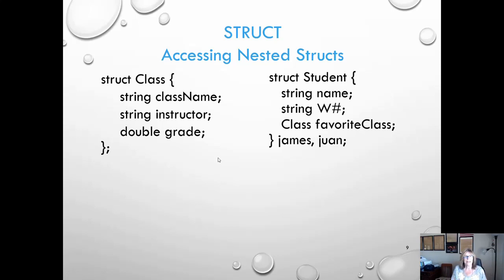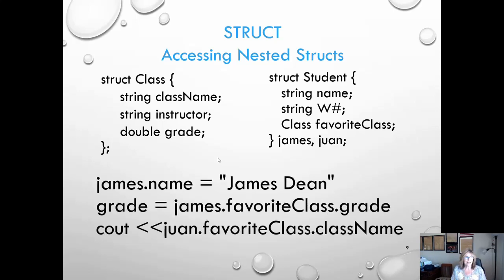How about if we want to set James's name to something? It's James.name. We already know the dot access operator, right? But now if I want to set their grade, the grade is going to equal James dot, and the name of the member is favorite class, and then I'm going to use the dot access operator for which one of the members of the class object. For this one, we're capturing grade.